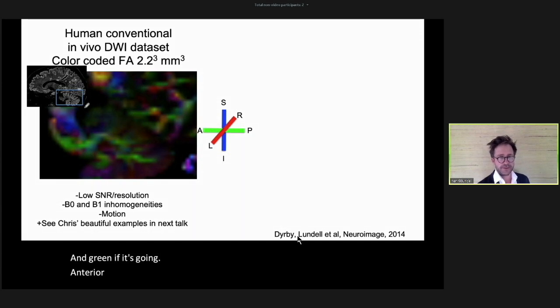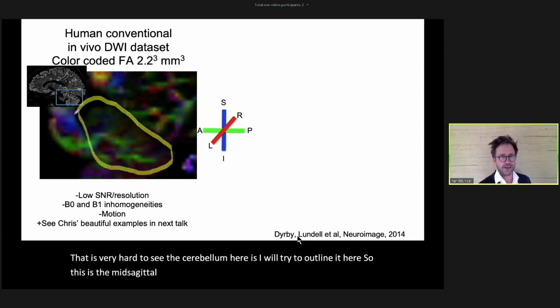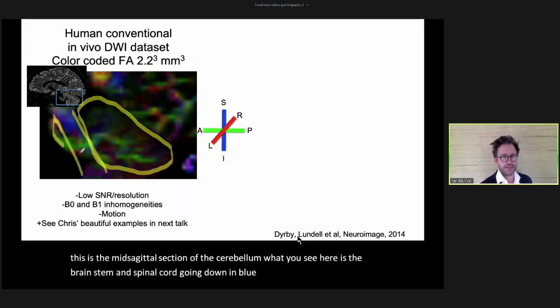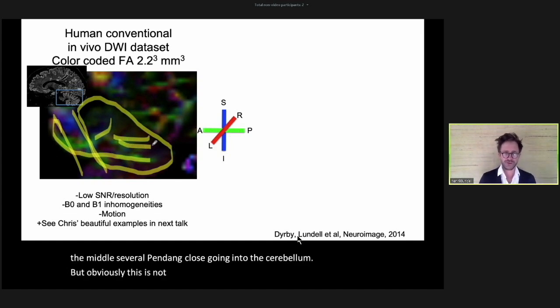And you can maybe see that it's very hard to see the cerebellum here. I will try to outline it. So this is the mid-sagittal section of the cerebellum. What you see here is the brainstem and the spinal cord going down in blue, and we have the pons with the middle cerebellar peduncles going into the cerebellum. But obviously, this is not really a satisfying resolution to investigate the properties of the cerebellum.